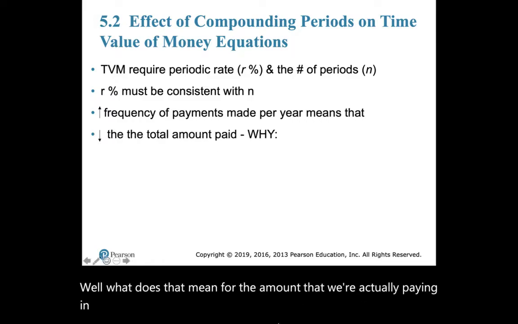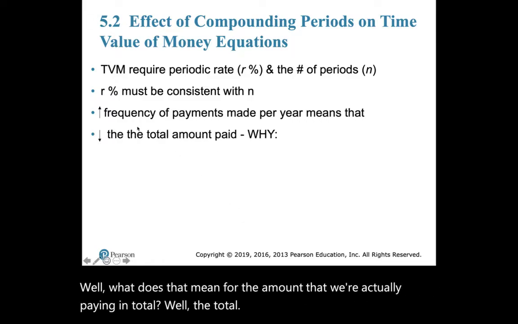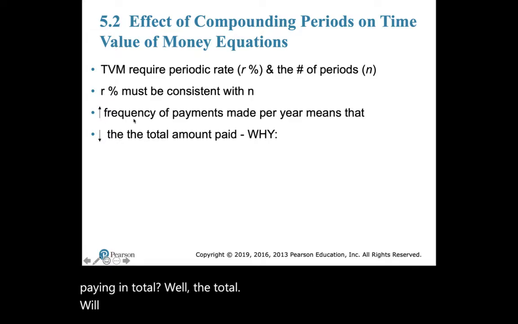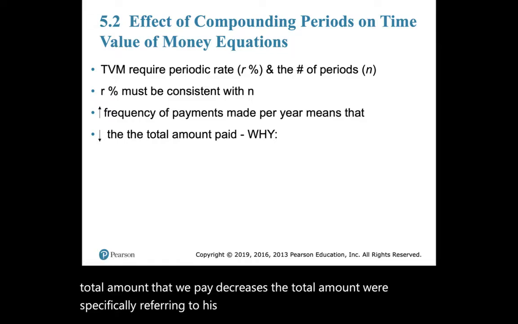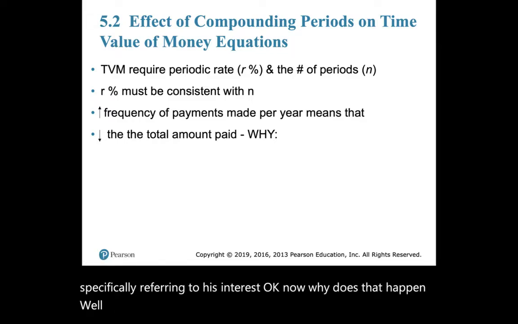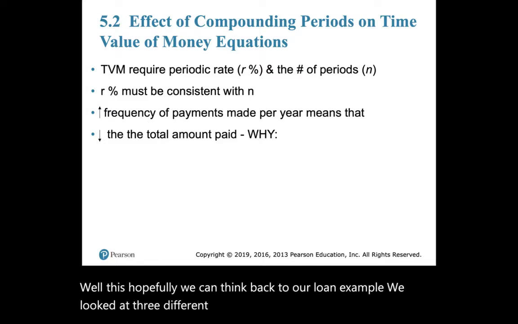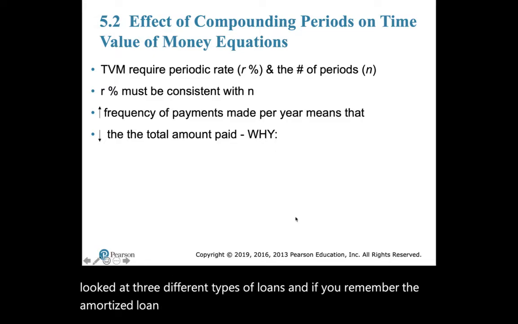Well, the total will decrease, okay? So the more that we pay in terms of frequency, the total amount that we pay decreases. The total amount we're specifically referring to as interest, okay? Now, why does that happen? Well, hopefully we can think back to our loan example when we looked at 3 different types of loans. And if you remember the amortized loan, we actually ended up paying much less.